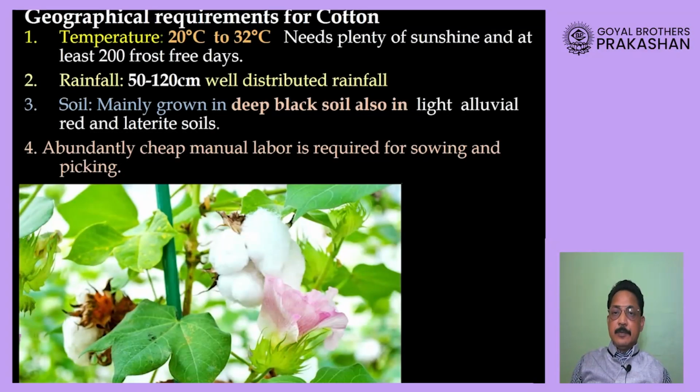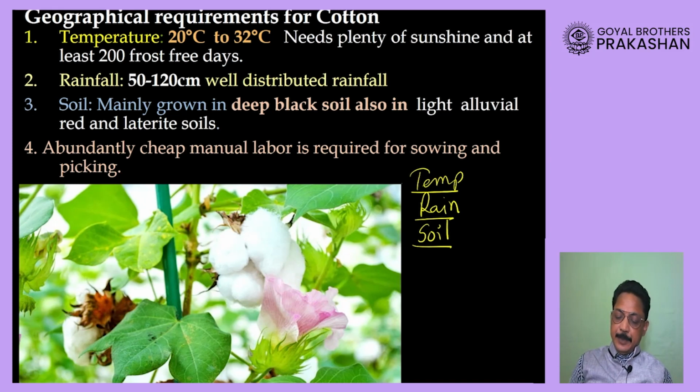Okay, now geographical conditions. What exactly is the meaning of the word geographical condition? It means the conditions that are needed for the growth of cotton plant, which include temperature, rainfall, and what type of soil. These are called geographical conditions. Okay, dear students, with that respect, cotton needs temperature of about 20 to 32 degrees Celsius. So it basically needs high temperature.